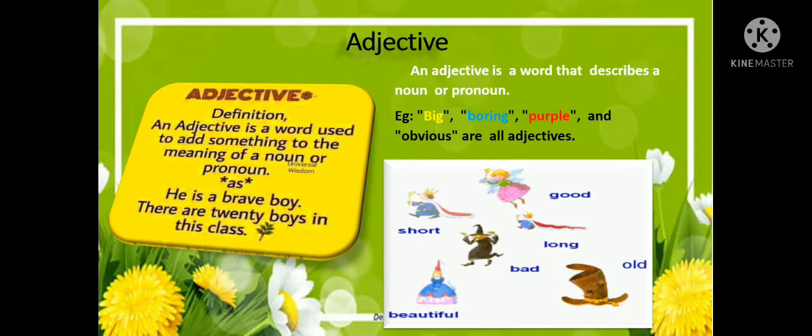An adjective is a word that describes a noun or pronoun. Yes, it's correct. Big, boring, purple, and obvious are all adjectives. So an adjective is a word used to add something to the meaning of a noun or pronoun. For example, he is a brave boy. How is he? He is brave. Brave is an adjective. It describes the noun.